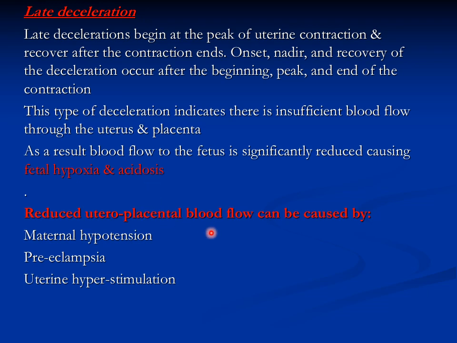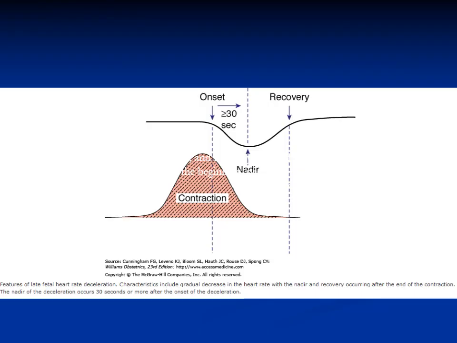Reduced uteroplacental blood flow can be seen with maternal hypotension, for example following spinal anesthesia, preeclampsia, and uterine hyperstimulation when there are frequent uterine contractions. This is the onset of late deceleration after the peak of contraction and the nadir after the end of contraction.